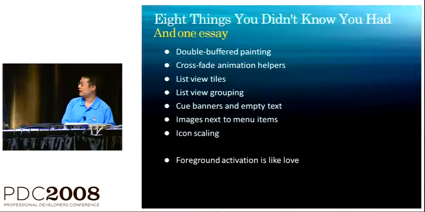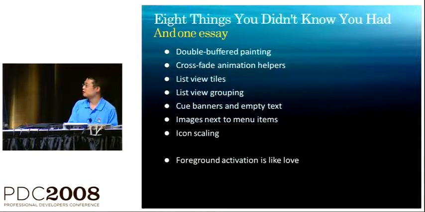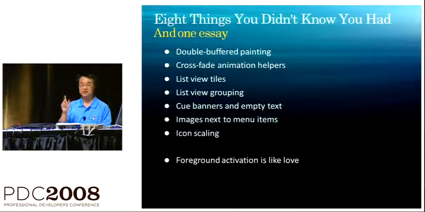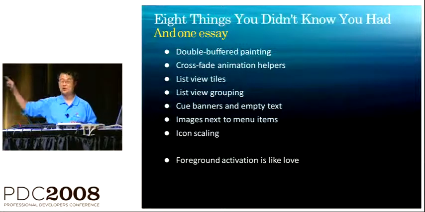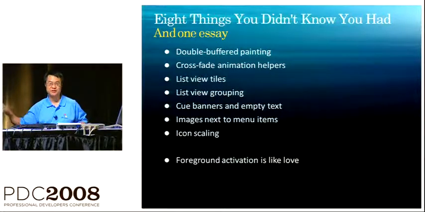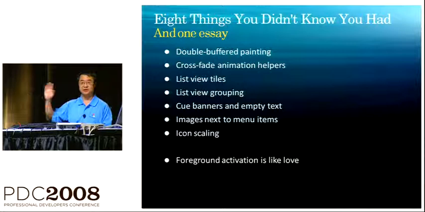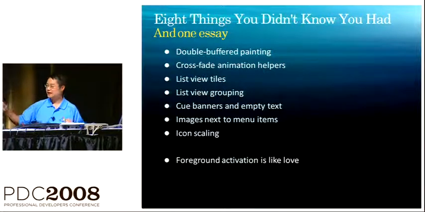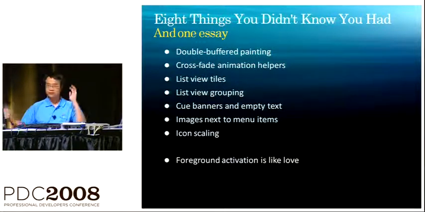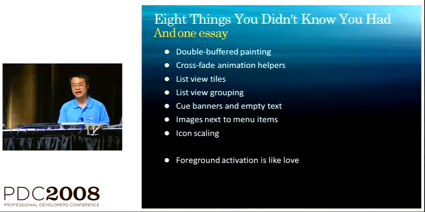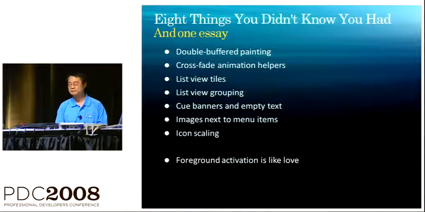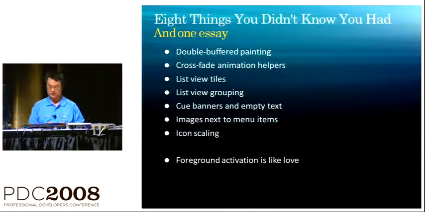I hope there are 8 of them. I counted them many times, but I will let you check my counting. There are only 7 bullets because there's the word "and" on bullet number 6. So if you count, there's 7 bullets plus an "and," that makes 8. And at the end, I'm going to do a little bit of philosophizing on how foreground activation is like love. So we'll save the philosophy for the end.